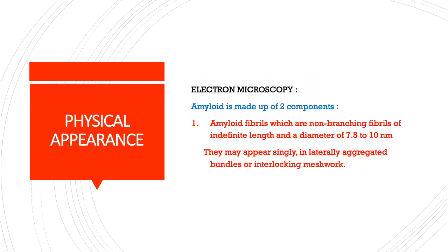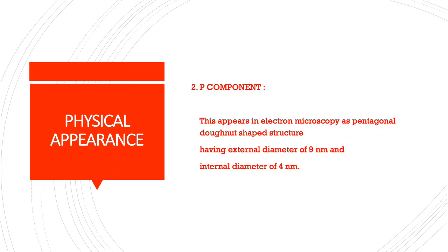birefringence. Coming to electron microscopy, amyloid is made up of two components. 95% is composed of fibrillary proteins and 5% is composed of P component. The amyloid fibrils are non-branching fibrils of indefinite length, and they have a diameter of 7.5 to 10 nanometer. They may appear singly or in laterally aggregated bundles of interlocking meshwork. The P component appears in electron microscopy as a pentagonal donut-shaped structure having an external diameter of 9 nanometer and an internal diameter of 4 nanometer.